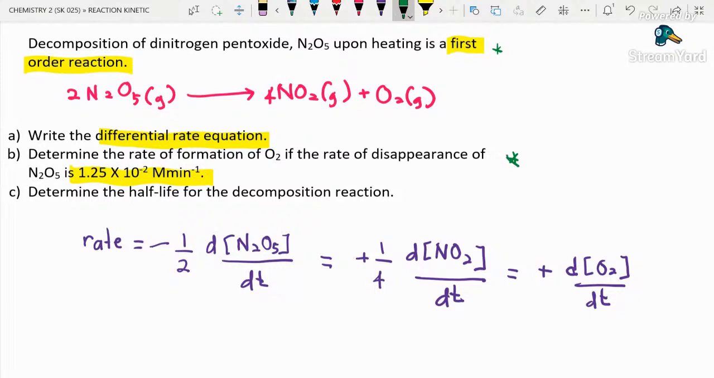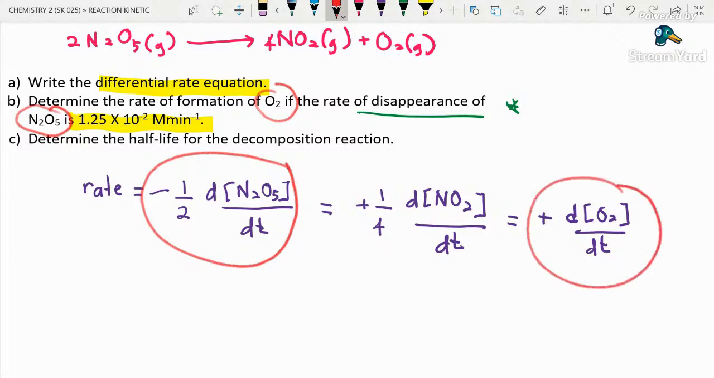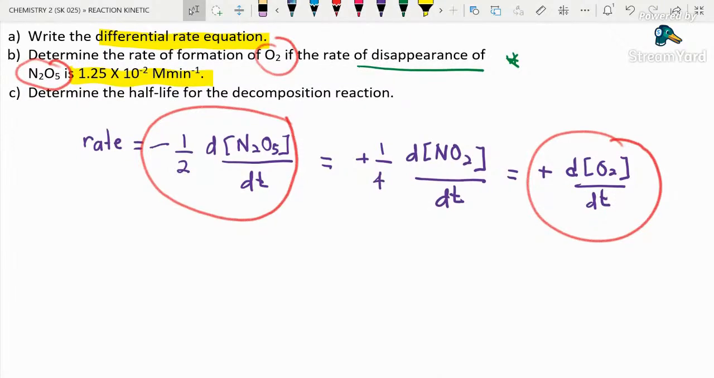Okay, we don't have to consider the order of reaction because the rate of disappearance depends on the differential rate equation. Rate of disappearance of N2O5 means we want to relate O2 with N2O5. That's all. It has nothing to do with the order of reaction yet. So, what information do we have? Nitrogen pentoxide. We want to find O2.